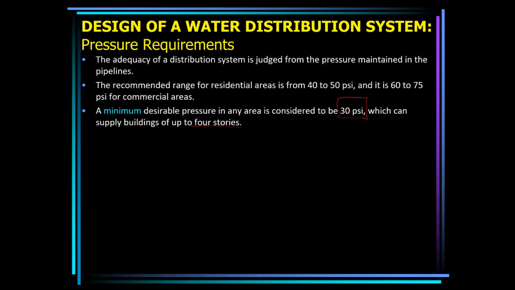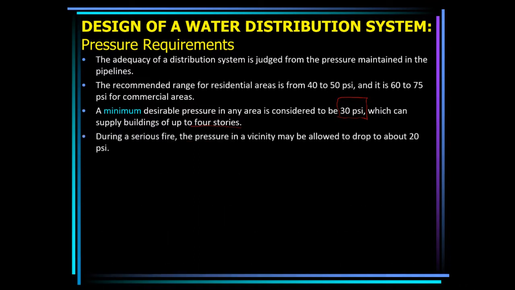Of course, if you have a higher-story building, then you will need more pressure head in that area. But the minimum should be 30 psi. During a serious fire, the pressure in the vicinity may be allowed to drop to about 20 psi. Why will it drop? Because you are using so much water from the pipe, and that will make the pressure drop.